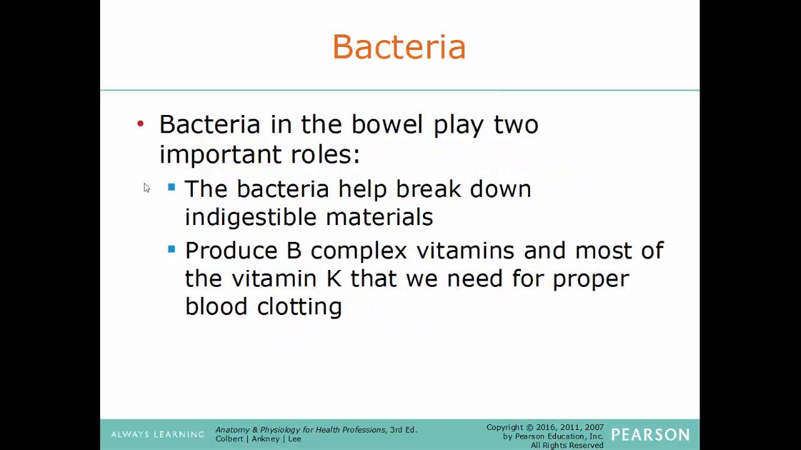All right, now move on to bacteria. Bacteria in the bowel play two important roles. The bacteria help to break down indigestible materials, and they produce B-complex vitamins, and most of the vitamin K that we need for proper blood clotting. So having bacteria within our intestinal tract is vitally important.